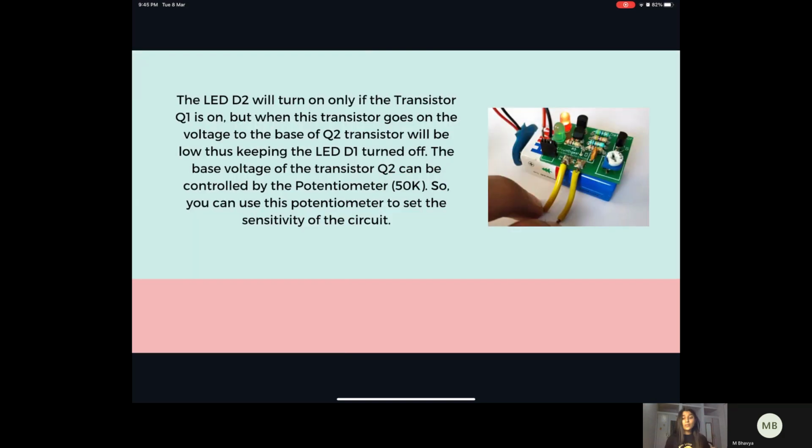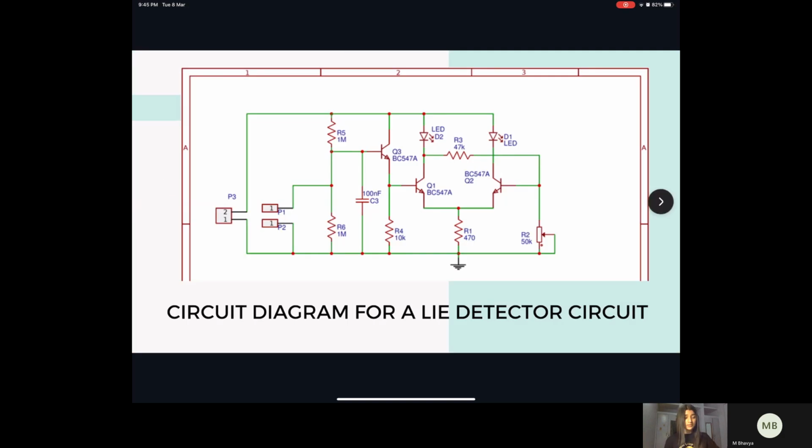This was the basic working on which this circuit functions. The LED diode D2 will only turn on if the transistor Q1 is on. But when the transistor goes on, the voltage at the base of the Q2 transistor will be low, thus keeping the LED diode D1 turned off. The base voltage of the transistor Q2 can be controlled by the potentiometer or a variable resistance which is attached at the end of this circuit.